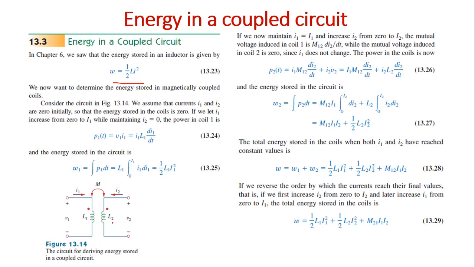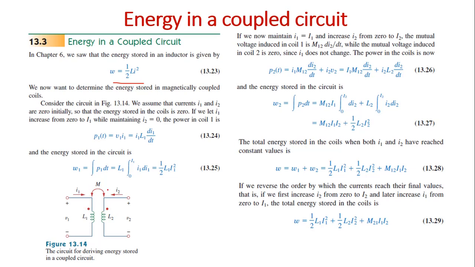We have two coils, coil 1 and coil 2, with self inductance L1 and L2, and the voltage in coil 1 is taken as V1 and current in coil 1 is taken as I1. Similarly, voltage in coil 2 is taken as V2 and current in coil 2 is taken as I2. Here the mutual inductance between these two coils is taken as M.